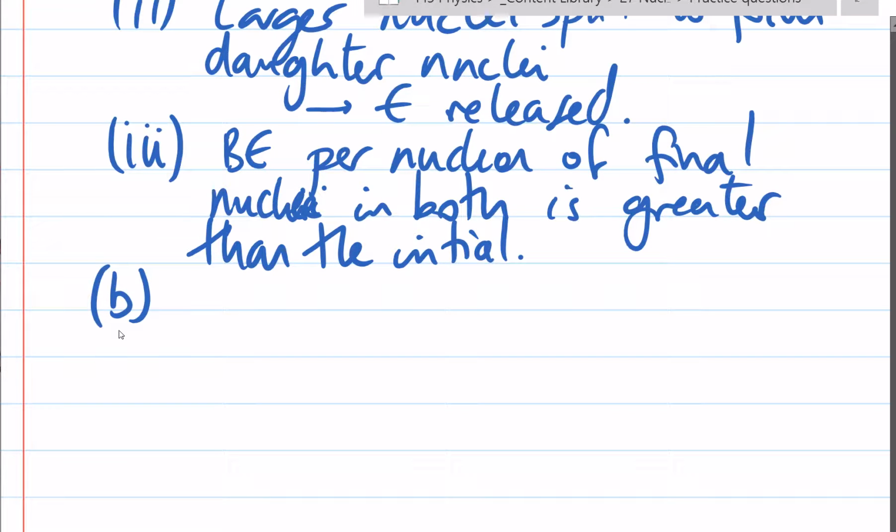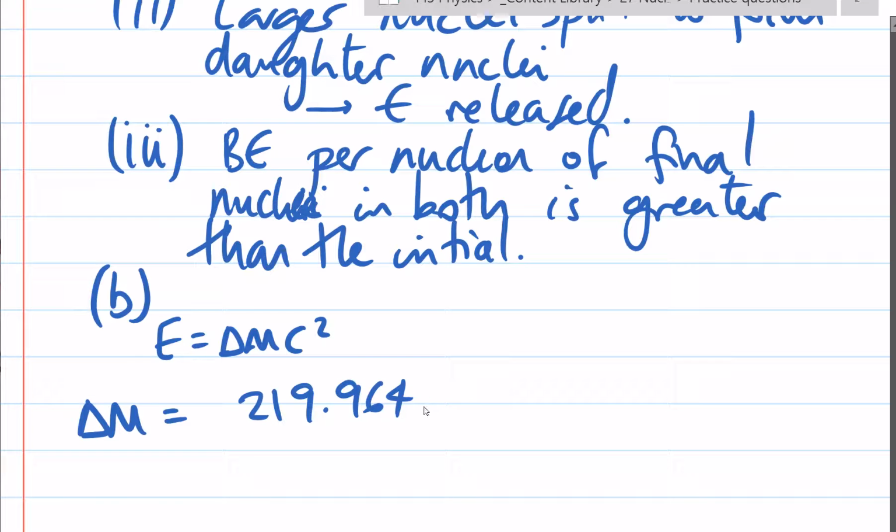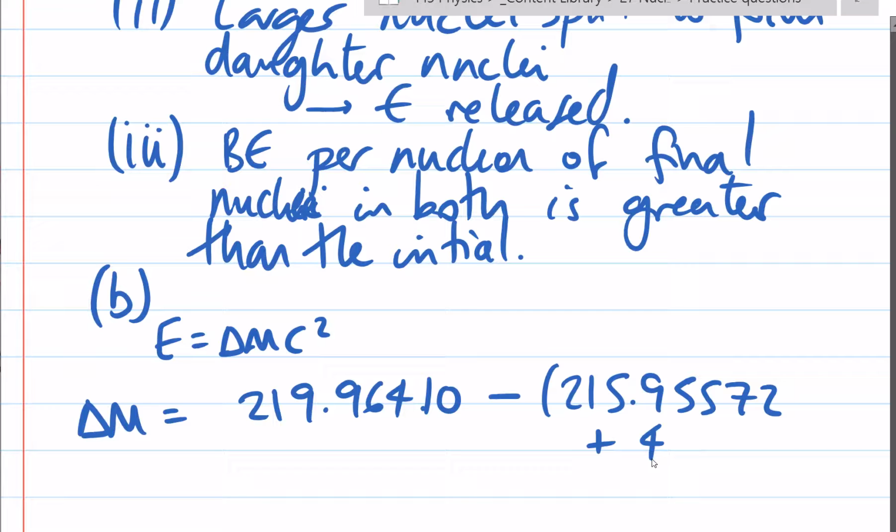Part B, energy is released in radioactive decay, talking about how the energy is released. This is very simply looking for the answer in joules. So again, energy is delta M c squared. If you work out the mass difference first, that is going to be 219.96410 minus 215.95572 plus 4.00150.